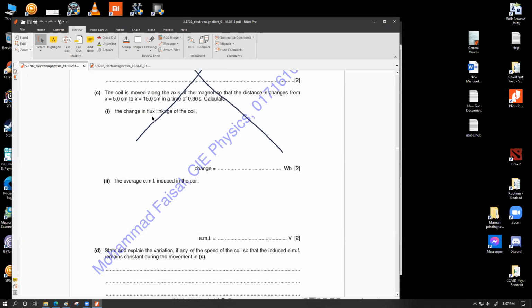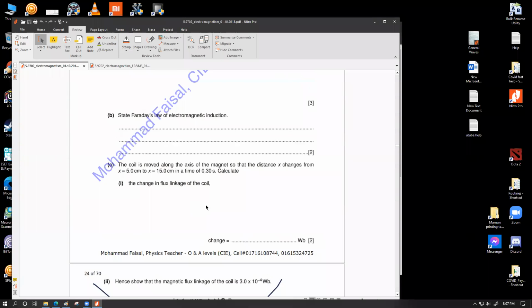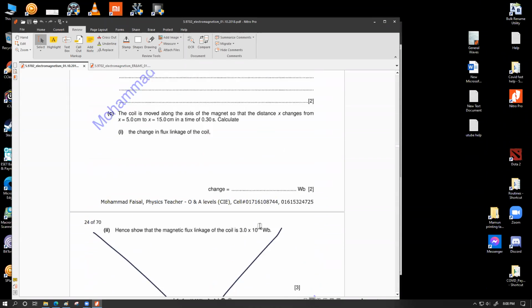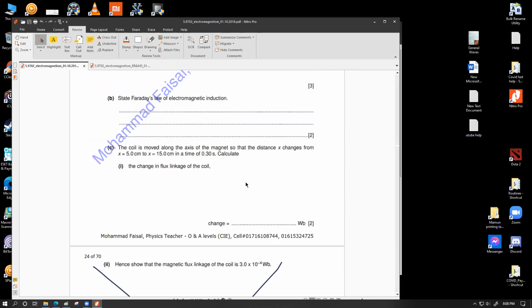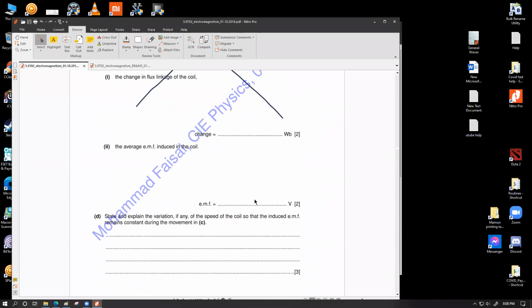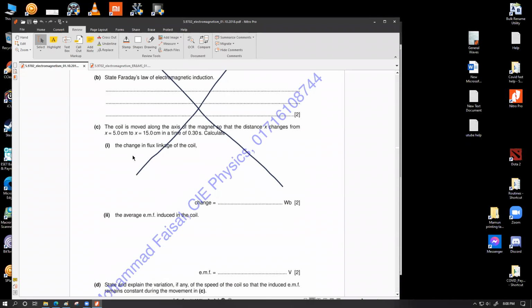If you ask me, if I was answering this question, it says that the distance x changes from 5 to 15. So 15 is the final value, 5 was the initial value. So I would definitely do the subtraction of 8 minus 50 because this is the final value. So if I do that in my calculation, this change of magnetic flux linkage should be a negative value. As a result, whenever I do the EMF, this should be a positive value. That's how I would do my math, because change is not difference. Change means final minus initial.